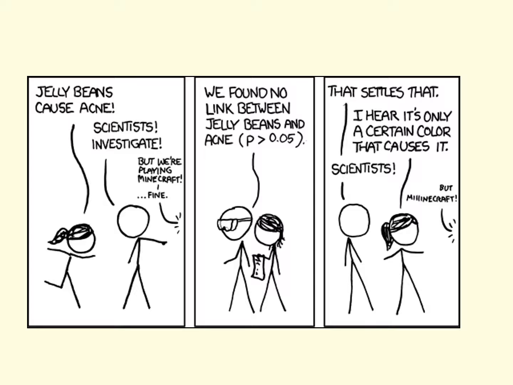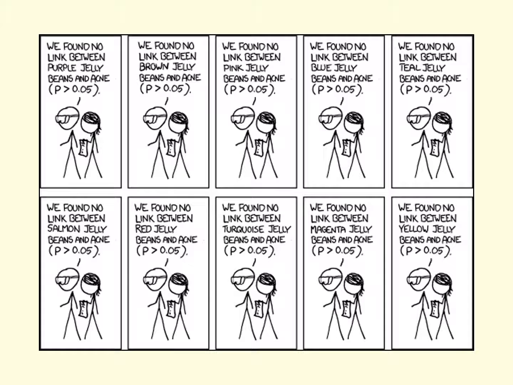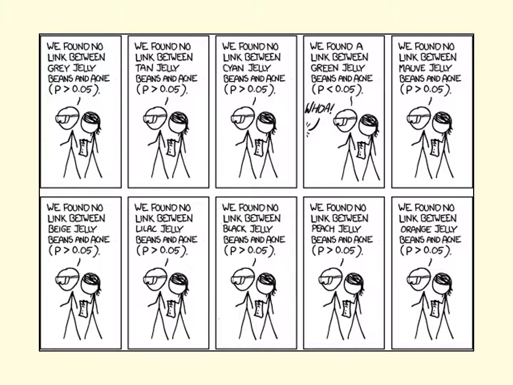But the second says, "I hear it's only for a certain color. Scientists, get back to work." And the scientists go on and explore the effects of purple jelly beans and brown and pink and blue and so on on cancer. And they find no effect, no effect, no effect. And somewhere down the line, they test the effect of green jelly beans on cancer, and for that analysis, P is less than 0.05, and they, and certainly the other people who read about this, are surprised, and they say, "Whoa."